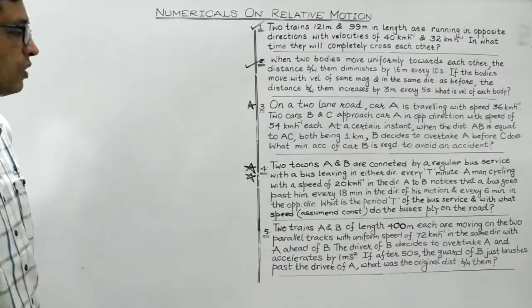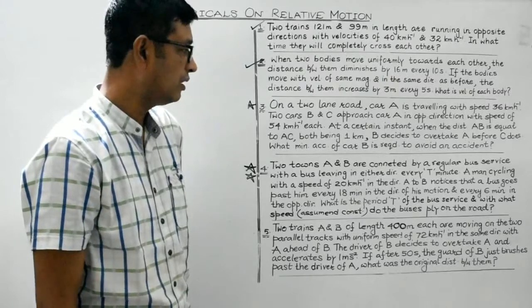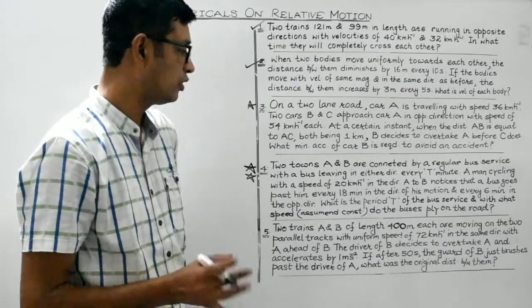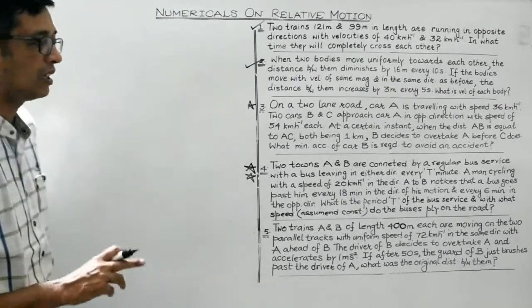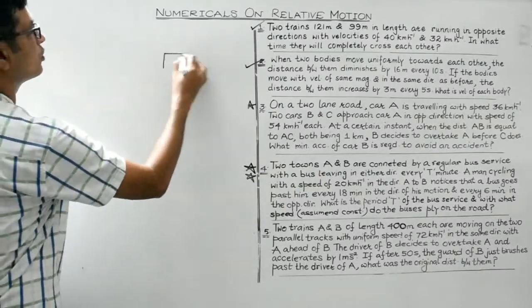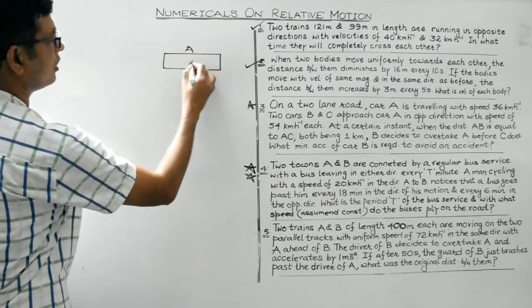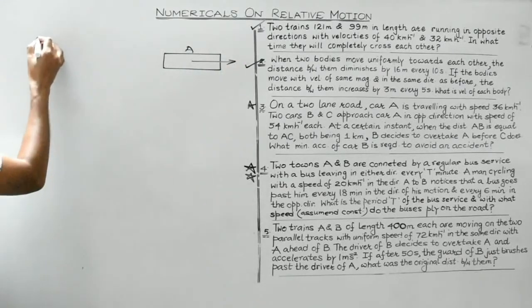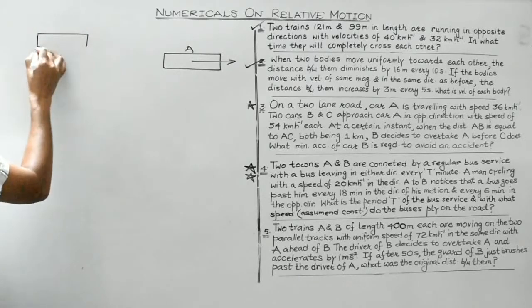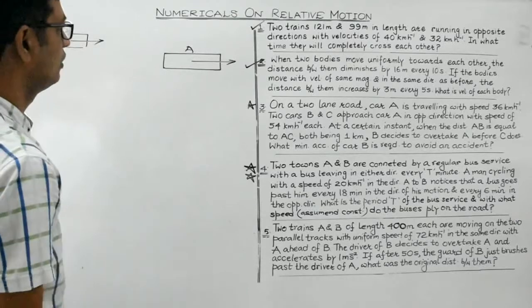Again I repeat, two trains A and B of length 400 meter each are moving on the two parallel tracks with uniform speed of 72 km per hour in the same direction with A ahead of B. This is suppose train A. It is moving along this direction, and this is train B. Both are moving with the same speed, isn't it? So VA.